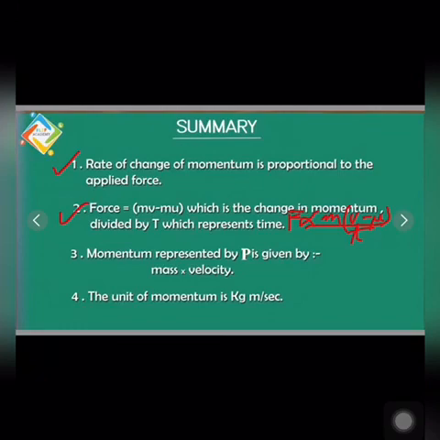And to understand Newton's second law of motion, we first understood the term momentum, which is the product of mass and velocity. Momentum is denoted by the letter P, and the SI unit of momentum is kg meter per second, and it is a vector quantity. So this was all about Newton's second law of motion.